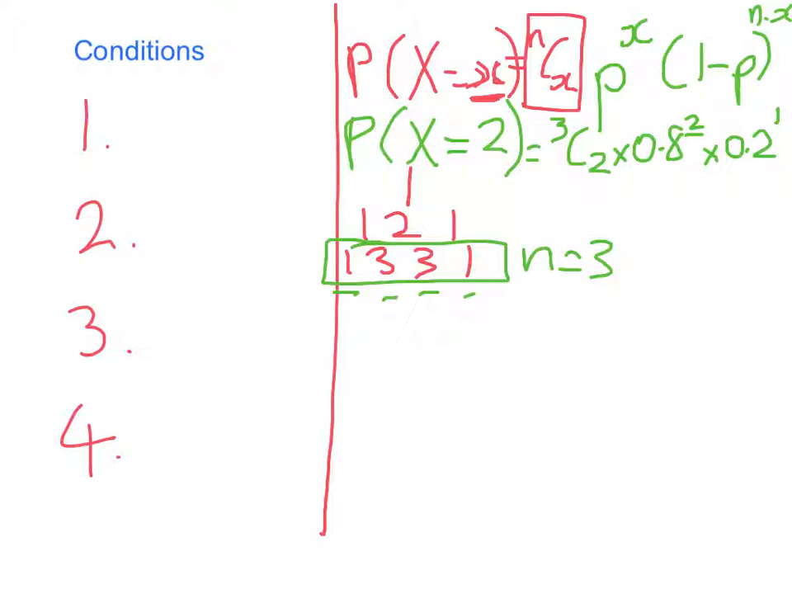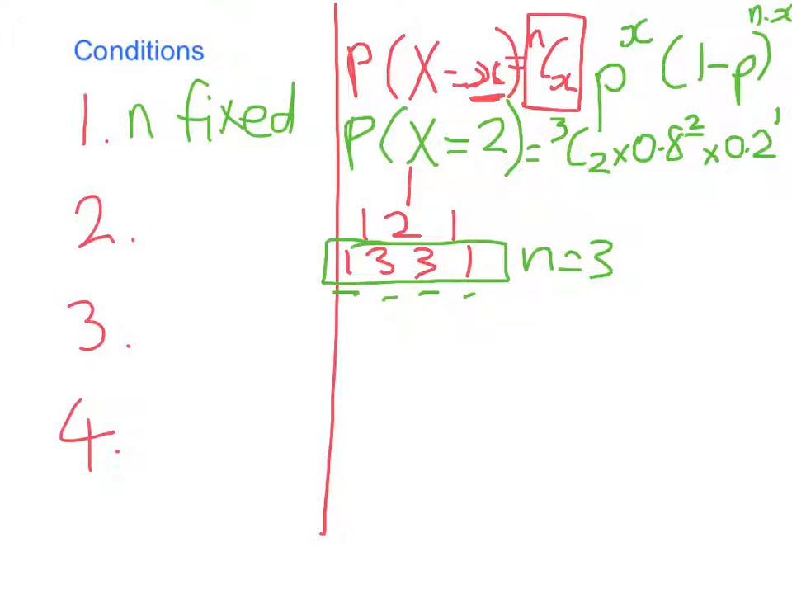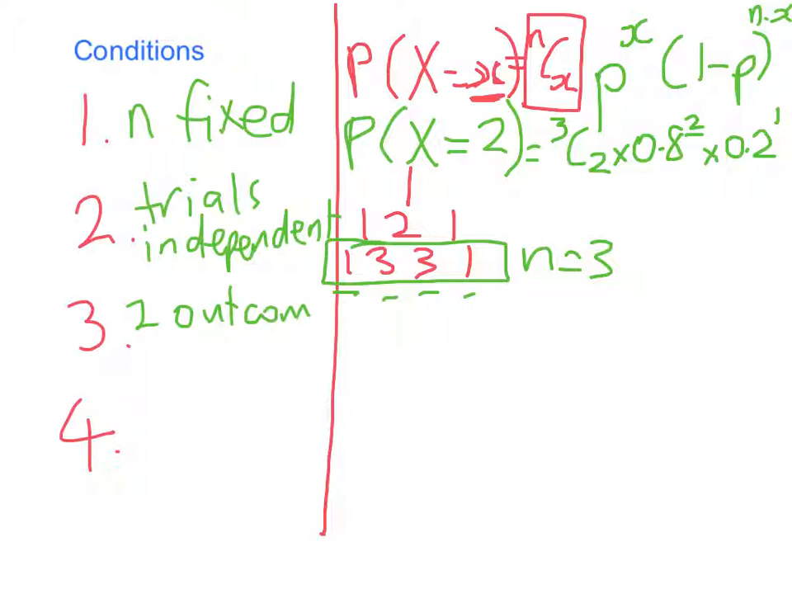There are 4 really important conditions that you need to know for this. The first one is that it must be a fixed number of trials. That means you need to know that you're throwing the coin 3 times. It can't be that you're just going to keep on throwing the coin until you've got a certain number of tails. The second one is that the trials must be independent. Just because you got a tail on one throw can't affect the probability of getting a tail on the next one.